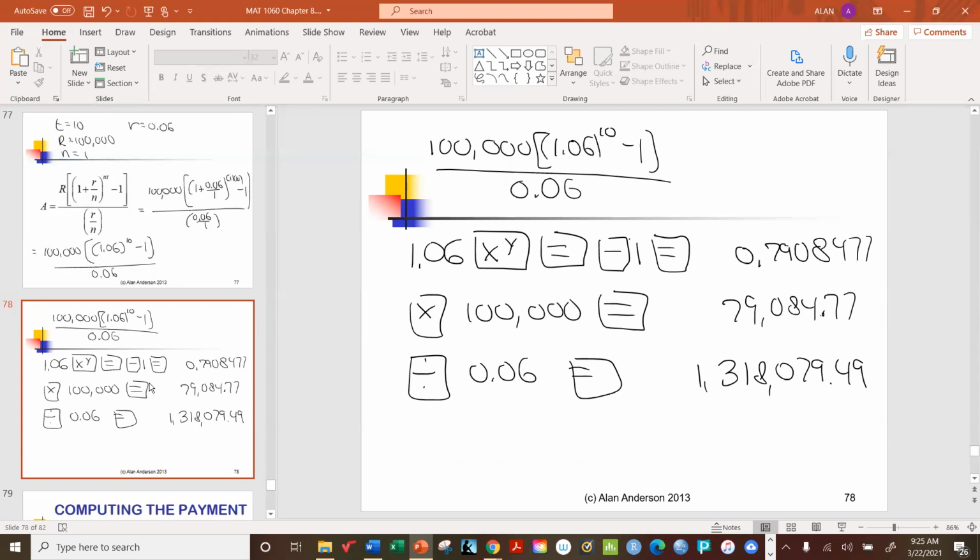So this very smart saver was able to accumulate $1.3 million by just not spending all the lottery money, which is very unusual apparently, but it can be done. All right. So I guess we can try another one.